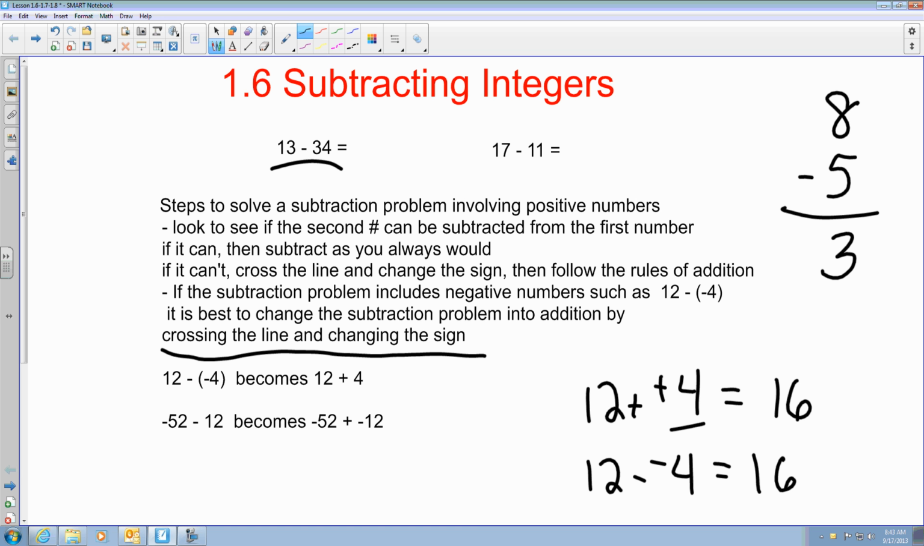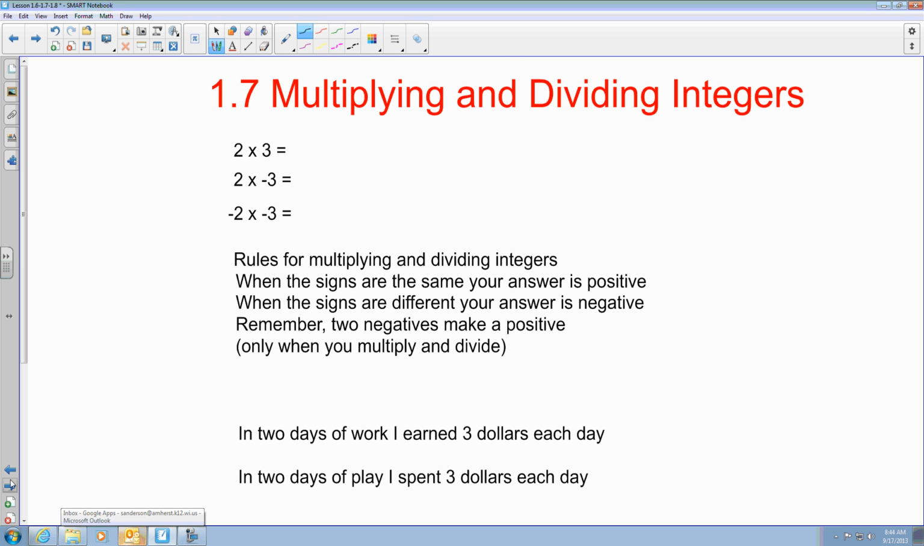But if you look at these values here, you can also make those into addition problems by crossing the line, changing the sign, crossing the line, changing the sign. And then if you do use addition, then you just follow the same rules that we used for adding integers.